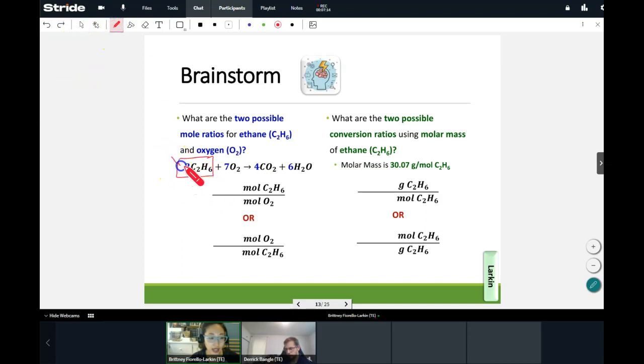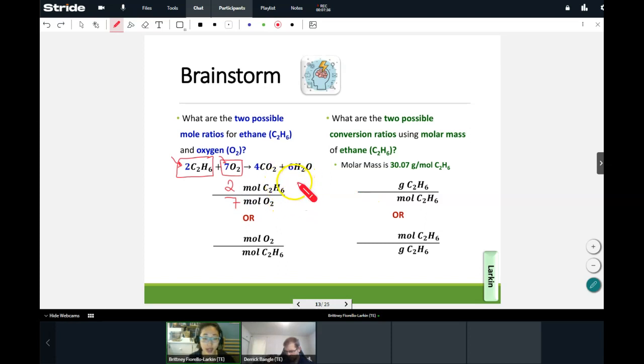Yeah, exactly. We can see its coefficient is a 2. And we want to know its relationship to oxygen. Take a look at its coefficient. Tell me in the chat how many moles of O2 are here. Excellent. Yes, there are 7. We can see its coefficient is a 7, so that goes right here next to moles of O2.